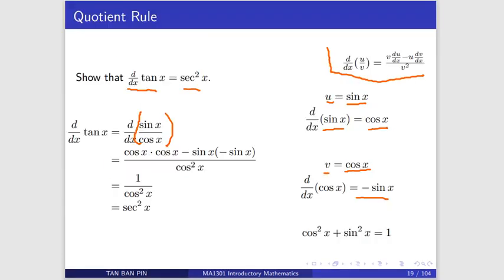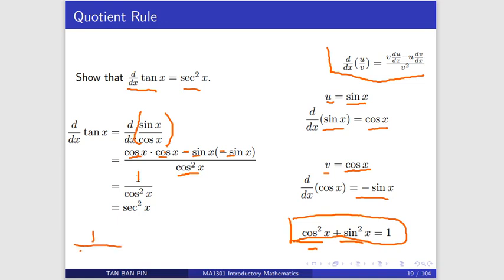With that, you can substitute into the quotient rule. You write down v, which is cosine x, times du/dx, minus u times dv/dx, over v square. V square is cosine square. Then the numerator gives cosine times cosine, which is cosine square, and negative sine times negative sine gives plus sine square. Using the trigo identity, sine square plus cosine square is 1, so the numerator simplifies to 1. 1 over cosine square is secant square.